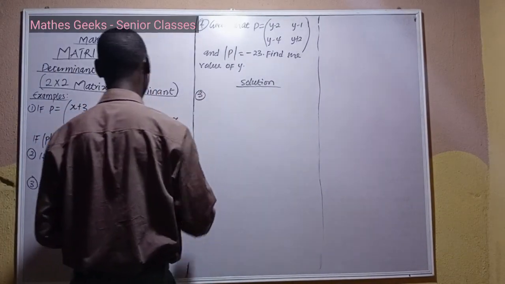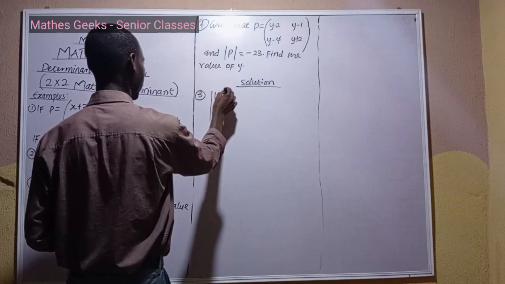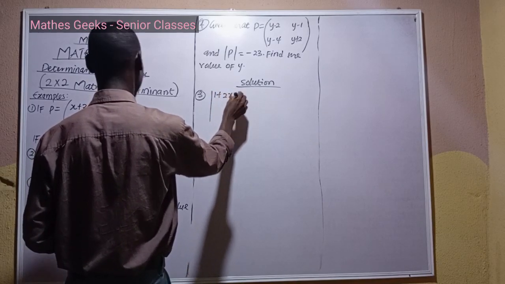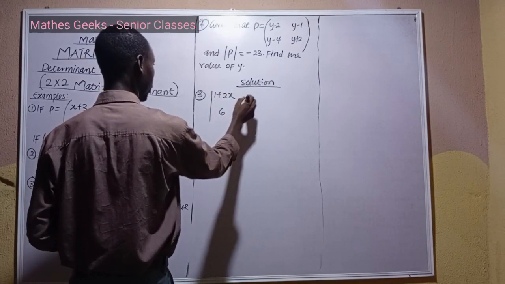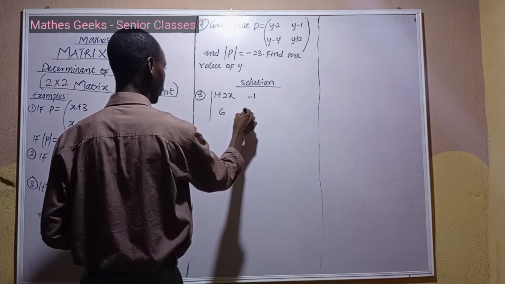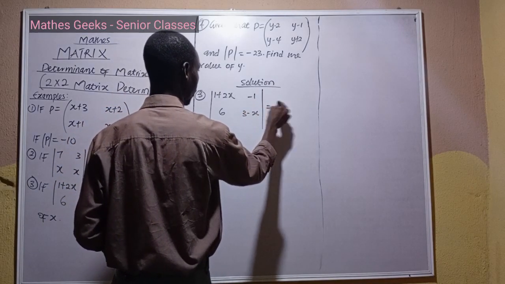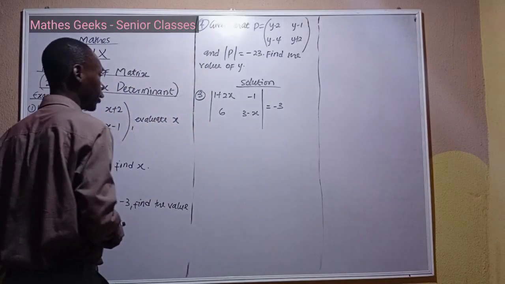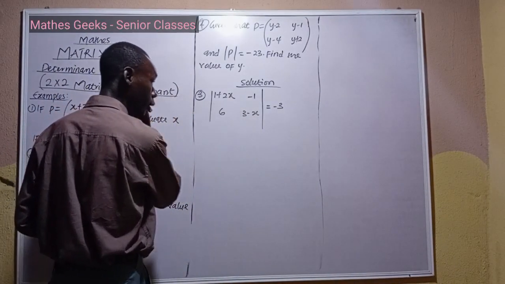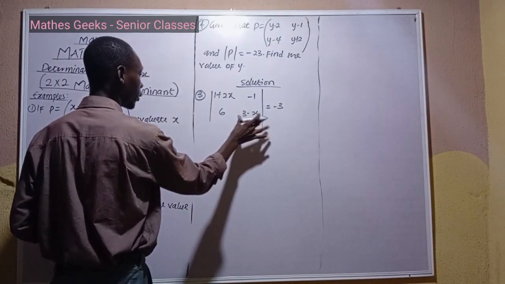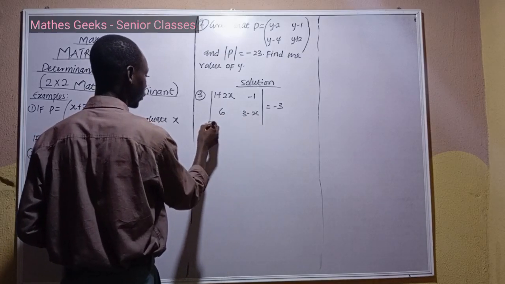Naturally, if the determinant of 1 plus 2x, 6, minus 1, 3 minus x is equal to minus 3, we find the value of x. So this bracket means determinant.